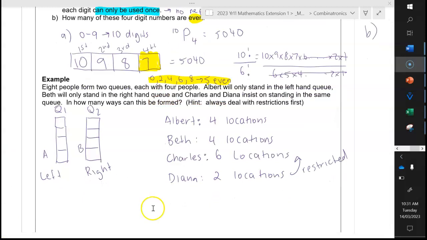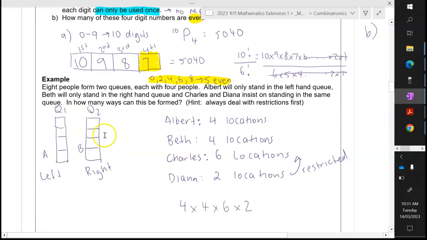Now, by now, we've probably forgot what the question wanted us to do. We want to figure out in how many ways can the queues be formed. Okay, well, we've got restrictions. So we've got Albert in 4 locations. Beth can go to 4 locations. Charles can go to 6. Diana can go to 2. But there's 8 people in this queue, and this only deals with 4 of those people. So we've got 4 more people in that queue, and there are absolutely no restrictions on those other 4 people.